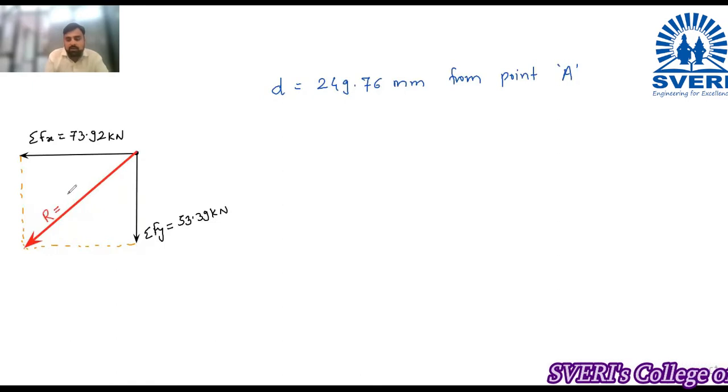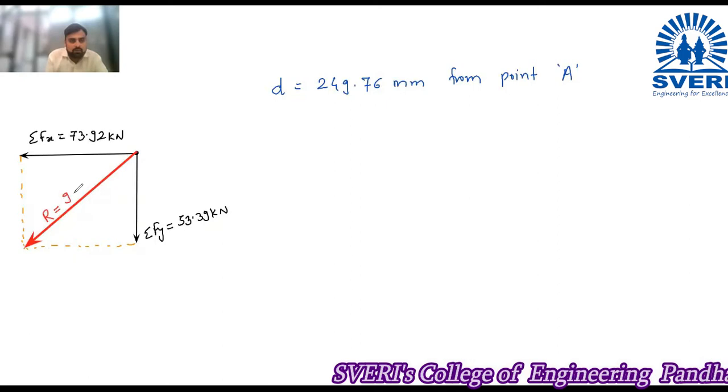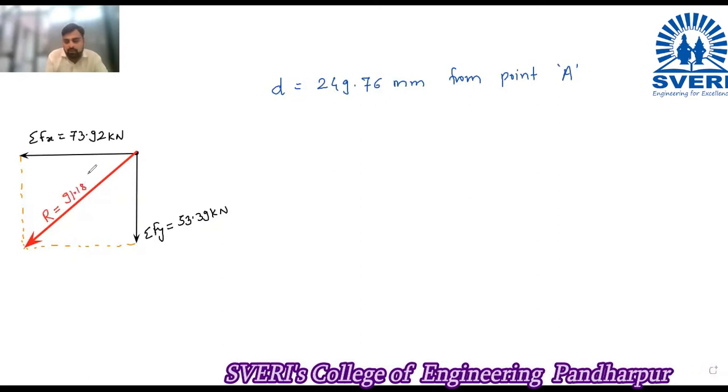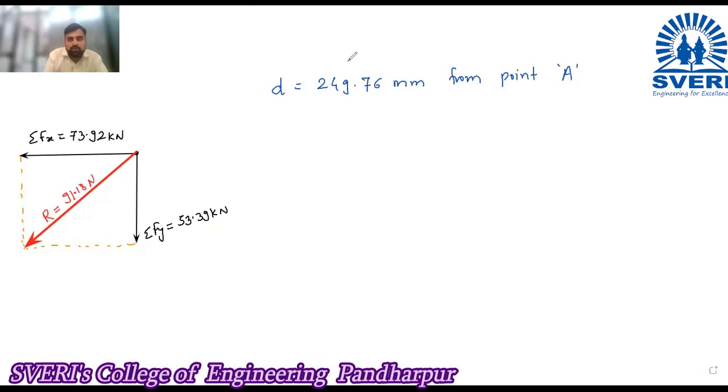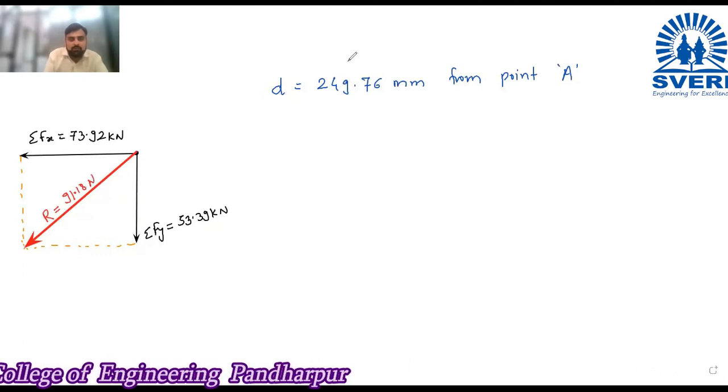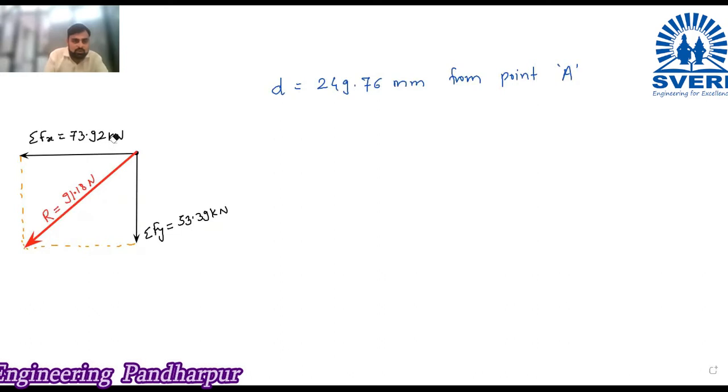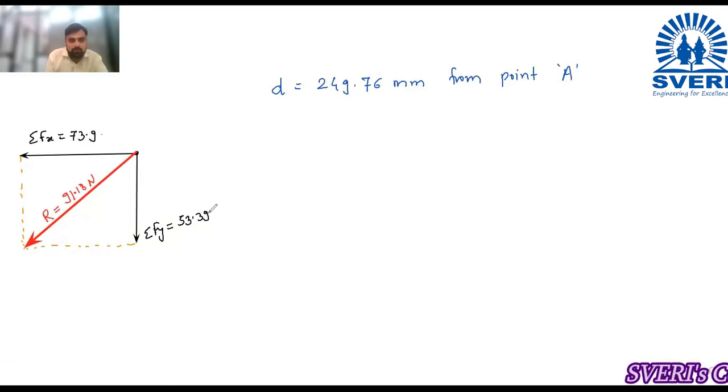What was the value of the resultant we have found out? 91.18. It is in Newton or in kilonewton? All the forces are in Newton or kilonewton? Newton. So this unit is also Newton. I have written here kilonewton, it should not be kilonewton. It is Newton. All the forces are in Newton.